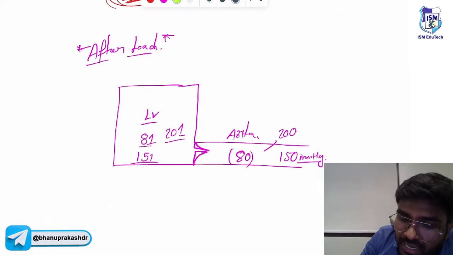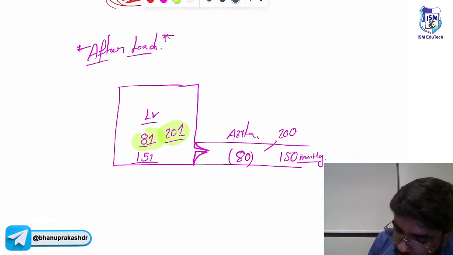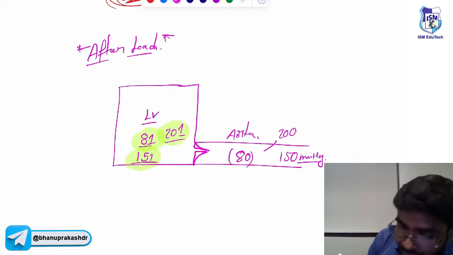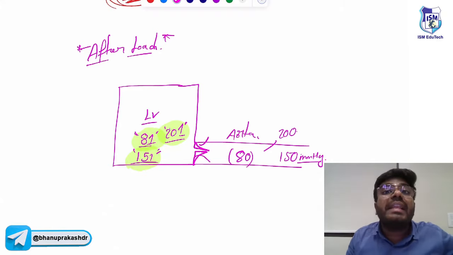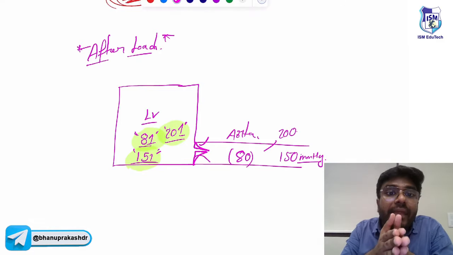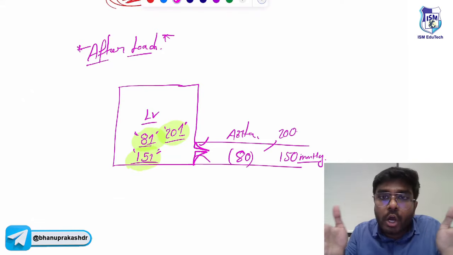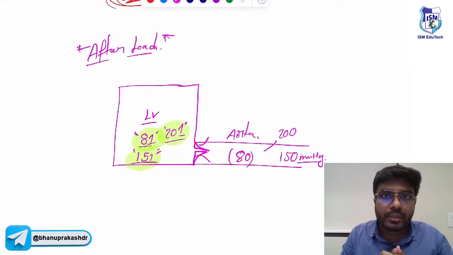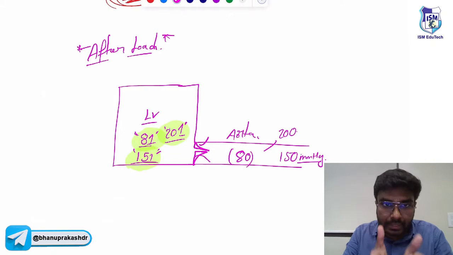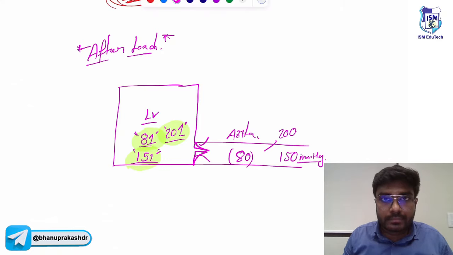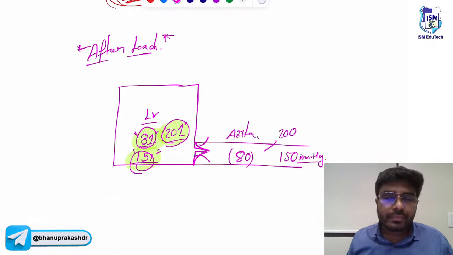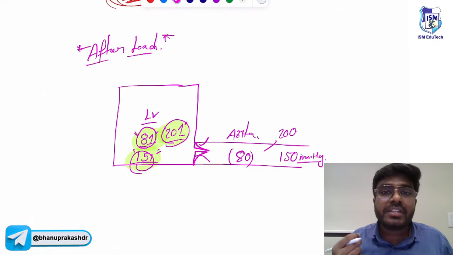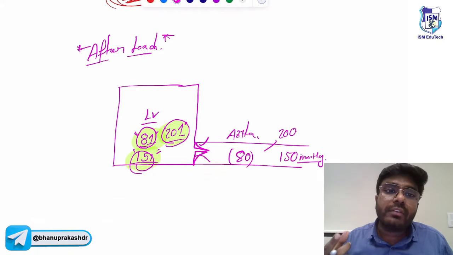So, what is afterload, sir? The amount of pressure generated by the left ventricle to open the aortic wall. The pressure required by the left ventricle to open that aortic wall is called afterload. This is the normal afterload. See here, the afterload is increasing: 151, 201, the afterload is more. The pressure required to open the aortic wall is called afterload.